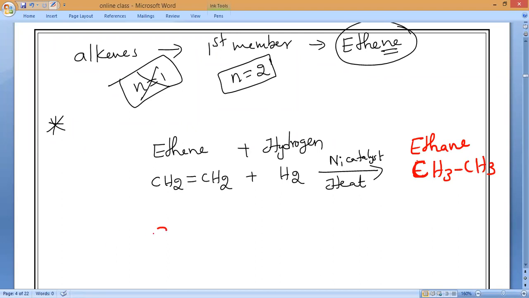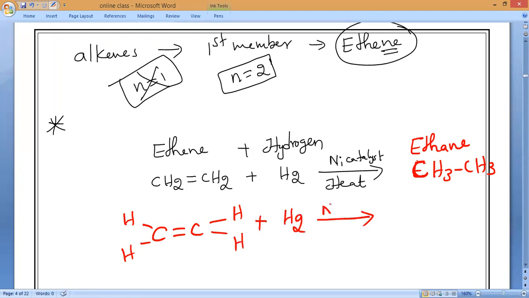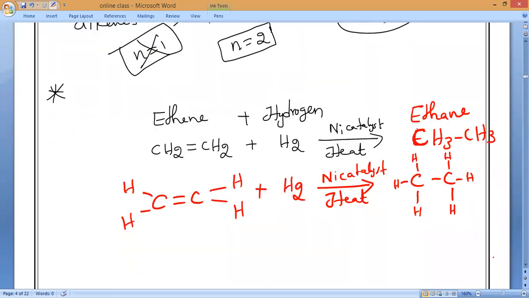Draw the structures, everybody. CH2 double bond CH2. One hydrogen and one hydrogen react with the hydrogen gas in the presence of nickel catalyst. We are heating, so we are going to get C single bond C. How many hydrogens will come? Three hydrogens each, that is CH3, CH3.